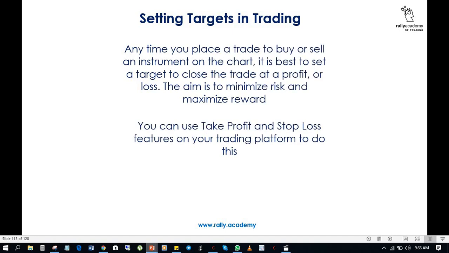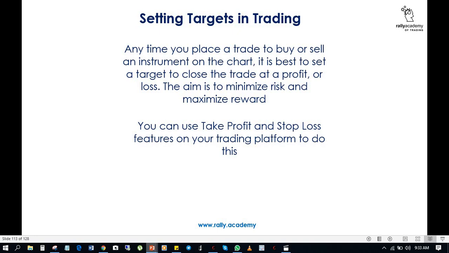Anytime you place a trade to buy or to sell, just like I said before, on the chart it's best to set targets to close the trade at a profit or at a loss. The aim, just like I said, is to minimize risk and maximize reward. Now you can use the take profit feature and the stop loss feature on your trading platform to achieve this objective. If you don't know how to place a trade, I encourage you to pause this video and switch back to the previous videos that we have on how to get started with trading, so that you can place a trade for the first time.